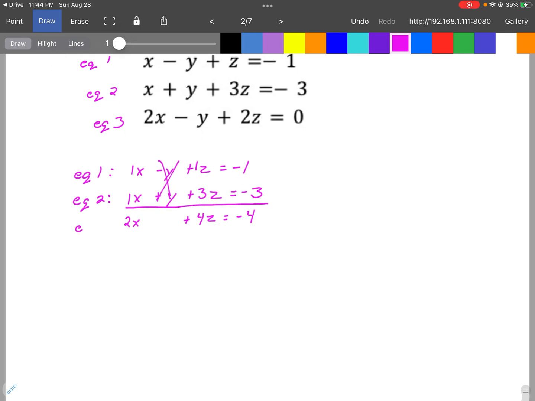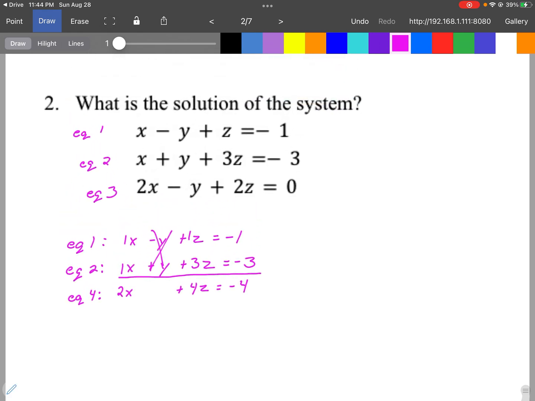All right, so now we're going to put that on the back burner. We're going to call this new equation, equation 4. Okay, so we're going to leave that alone for a minute, and we're going to go back to our originals, and I want to pick two different equations and cancel the same variable. So I canceled y the first time, I need to cancel y again. So I see that I can also cancel y there without modifying anything. So that's going to be equation 2 and equation 3.